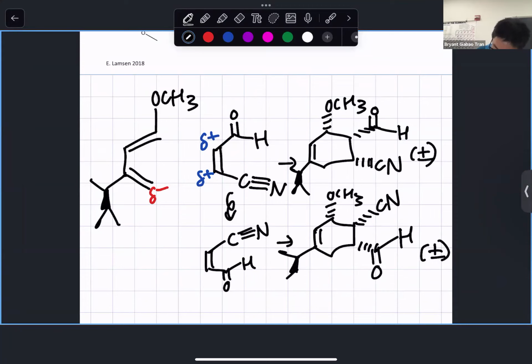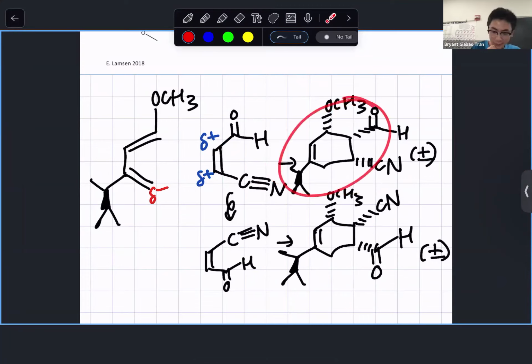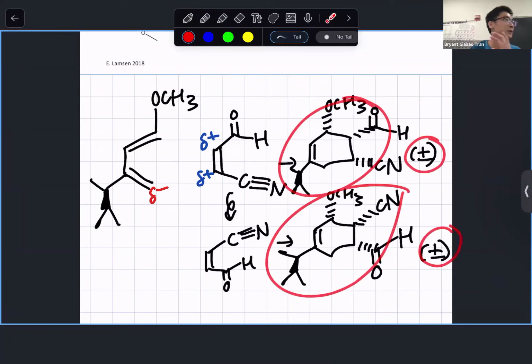Oh wait, no. Yeah, they're still constitutional, right? So no diastereomers in Diels Alder, right? This right here with this enantiomer, or its constitutional isomer with this enantiomer. No diastereomers.